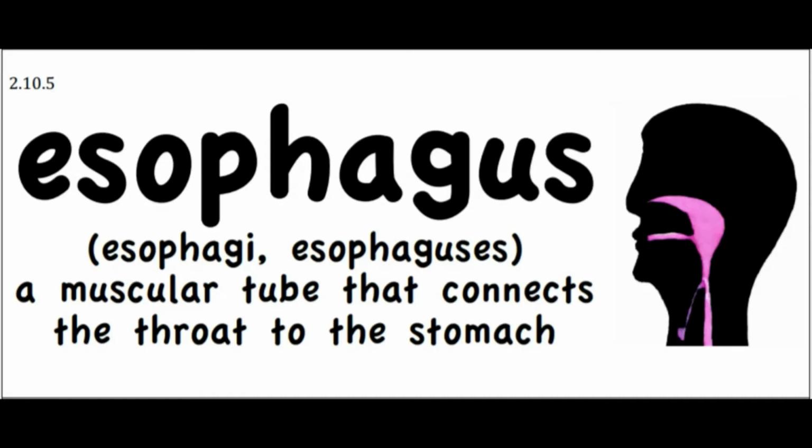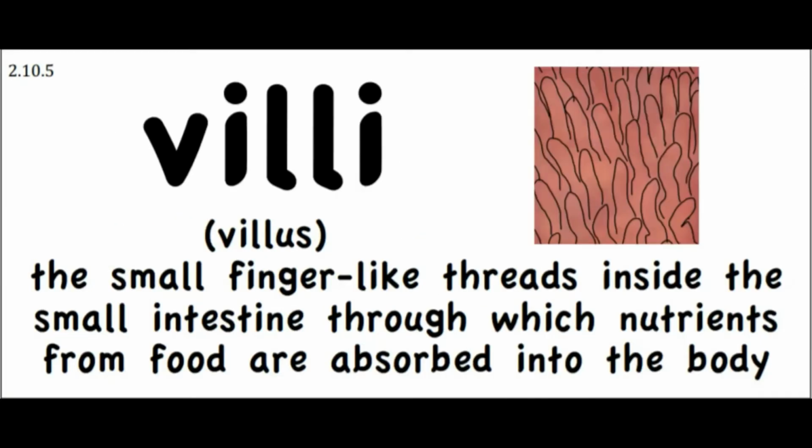Esophagus. The esophagus is a muscular tube that connects the throat to the stomach. For example, Luke swallowed a piece of pizza and imagined it passing down his esophagus into his stomach. Villi. The small finger-like threads inside the small intestine through which nutrients from food are absorbed into the body. The villi inside the small intestine are essential for absorbing nutrients from food and providing the body with these nutrients.